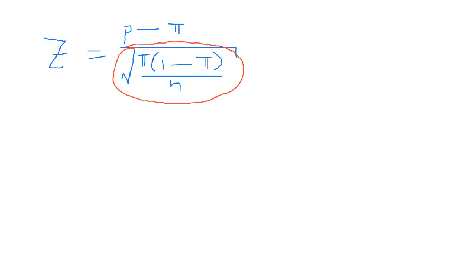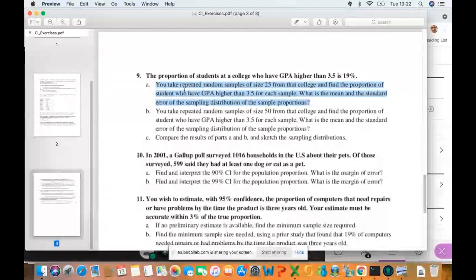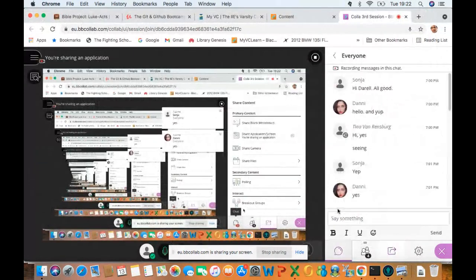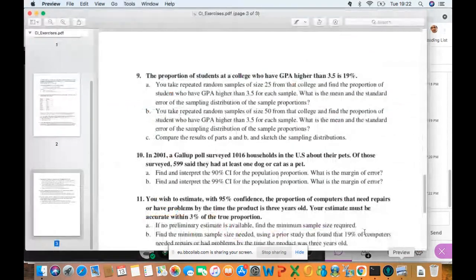All right, so I'm going to stop sharing my whiteboard, and I'm going to show you a question. I'm just going to do one more question on the proportions. Just let me know once you can see this question here. Question 9 says the proportion of students at a college who have GPA higher than 3.5 is 90%. Just give me a thumbs up if you can see it. Yes, okay, fantastic. I'm just going to do this one here to give you an idea of proportions.